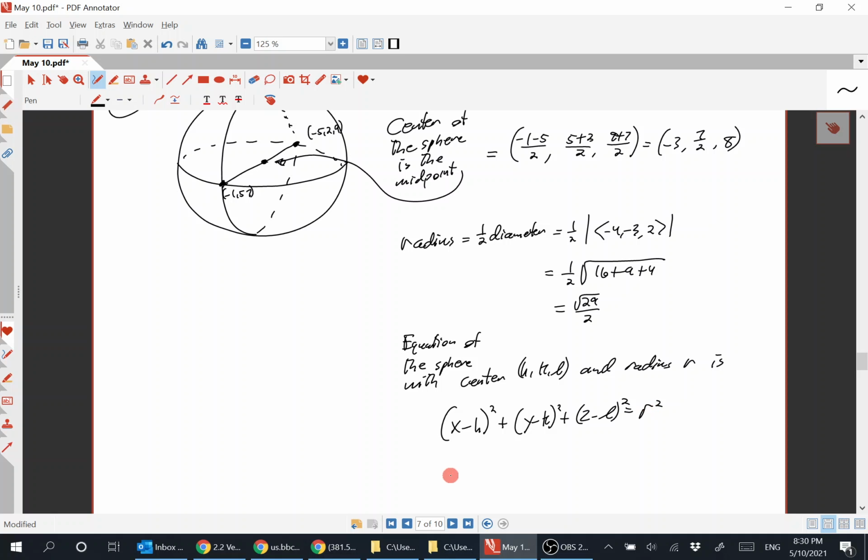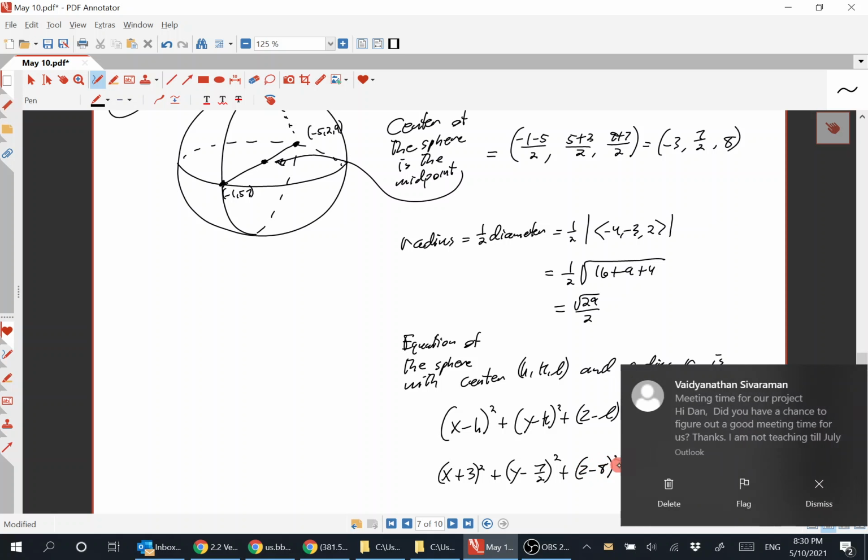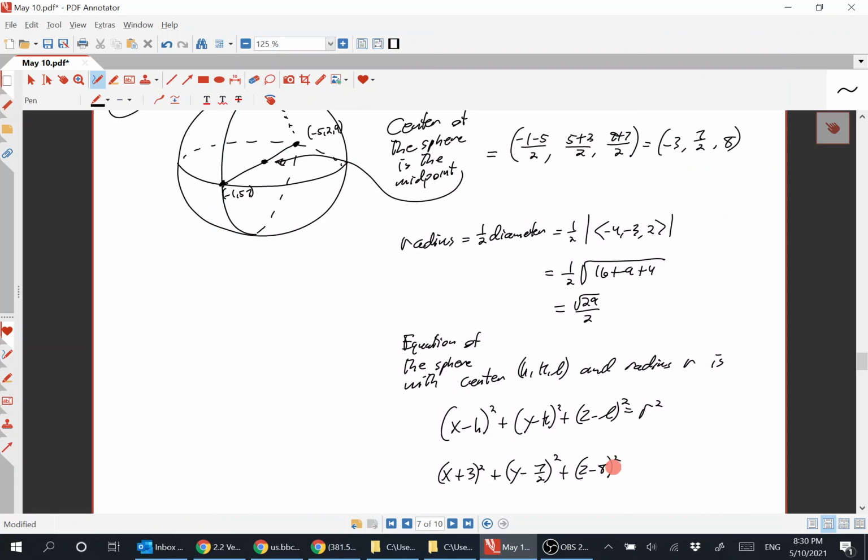So in this case, you have x plus 3 squared, because the x coordinate is minus 3, plus y minus 7 halves squared, plus z minus 8 squared, is equal to the radius squared, which is going to be in this case 29 over 4. So that's the equation of that sphere. Okay, so it's a lot like analyzing circles in 2 dimensions, not too much different.